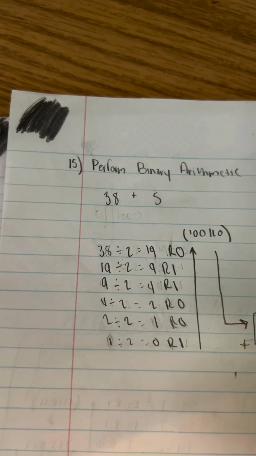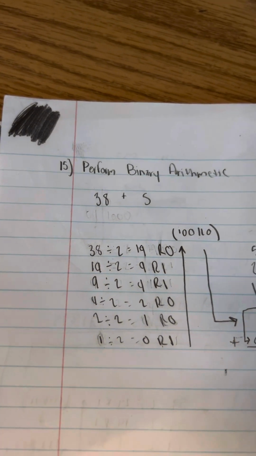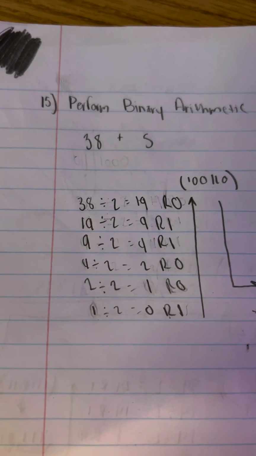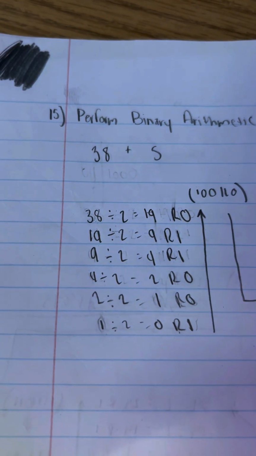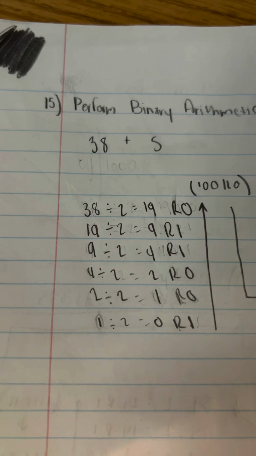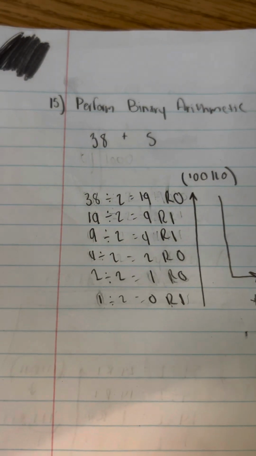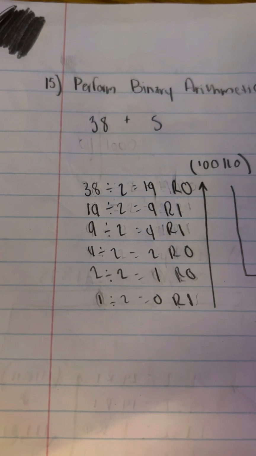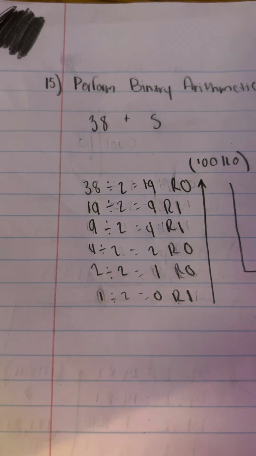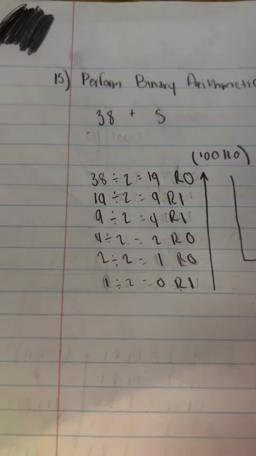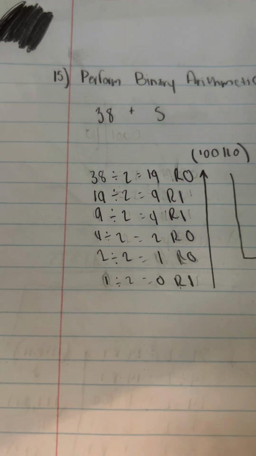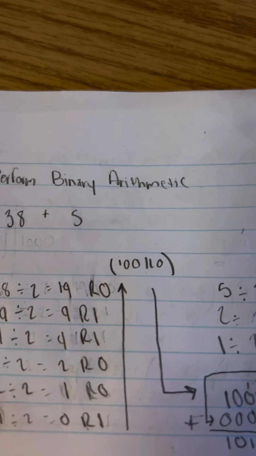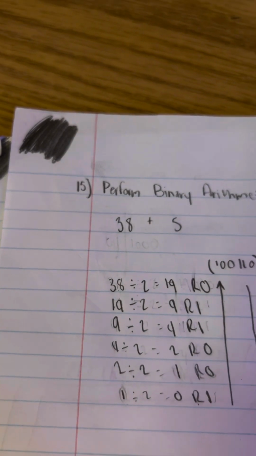And last but not least, we have number 15, and we were asked to perform binary arithmetic for 38 plus 5. So for 38, in order to go from 38 base 10 to base 2, we have to do division remainder. 38 divided by 2 is 19, remainder 0. 19 divided by 2 is 9, remainder 1. 9 divided by 2 is 4, remainder 1. 4 divided by 2 is 2, remainder 0. 2 divided by 2 is 1, remainder 0. Then 1 divided by 2 is 0, remainder 1. That will give us 1, 0, 0, 1, 1, 0 for the binary representation of 38.